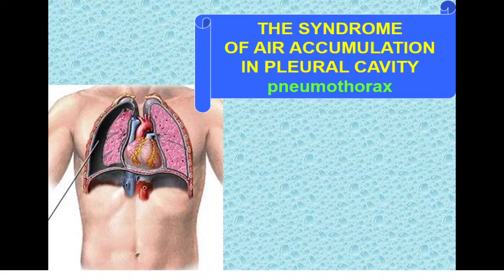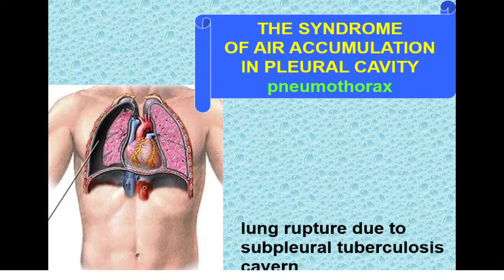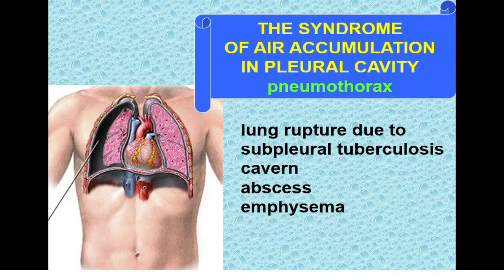Next pleural syndrome is pneumothorax, accumulation of air in the pleural cavity. Usually it appears due to rupture of the inner pleural layer as a complication of tuberculosis, abscess, emphysema, or maybe outside trauma, which first of all affects the outer layer of pleura. And you'll understand air can go into the pleural cavity from outside or through the affected lung.